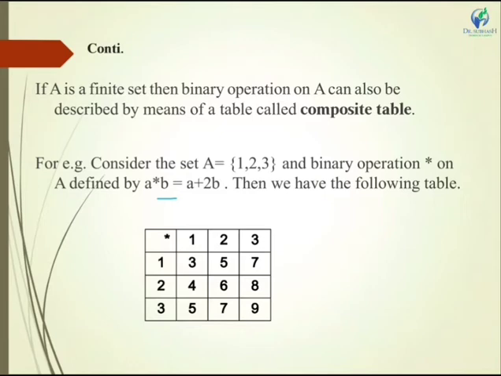Now A equal to 1, 2, 3, these numbers we will write in the table for the first column and first row. Now let me give you one example of how to find the values. Suppose I take a equal to 3 and b equal to 2. I substitute these values in a plus 2b. I get my answer as 7. Similarly, we can find all the values.